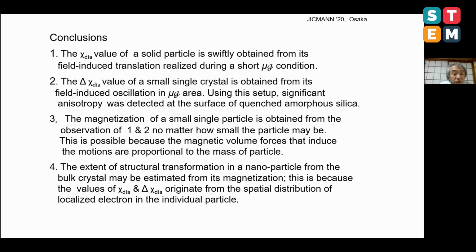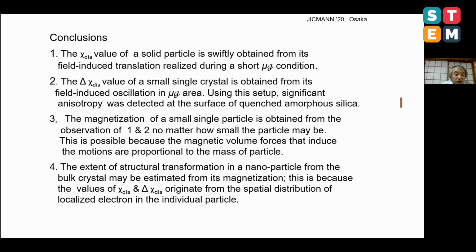Now for a conclusion, the chi value of a solid particle is swiftly obtained from its field-induced translation realized during a short microgravity condition. The delta chi value of a small single crystal is obtained from its field-induced oscillation in microgravity. And using this setup, a large anisotropy was detected at the surface of a quenched amorphous silica. So I think this may happen in other types of amorphous materials, such as carbonaceous materials.